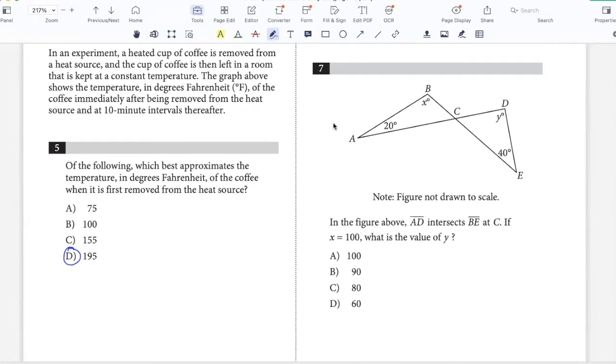In the figure above, AD intersects BE at C. If x is 100, what is the value of y? Okay, so if x is 100, then this angle would be 60, because the sum of these three angles has to be 180. If this is 60, then this is also 60, vertically opposite angles. And so y would be 80, because again, the sum of these three angles has to be 180. So y is 80.